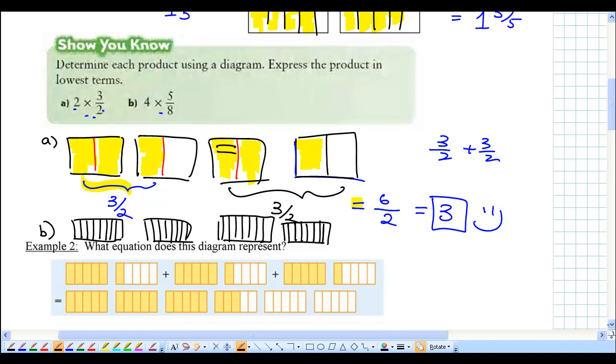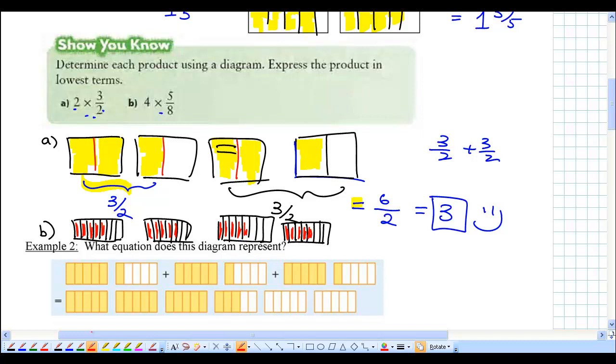Okay, ladies and gentlemen, how many should I shade in each one of these rectangles? 5. Thank you. Let's do that. So, shade in 5. 1, 2, 3, 4, 5. Another 5 over here. 1, 2, 3, 4, 5. Another 5. 1, 2, 3, 4, 5. Another 5. 1, 2, 3, 4, 5. Oh my goodness, that's right.